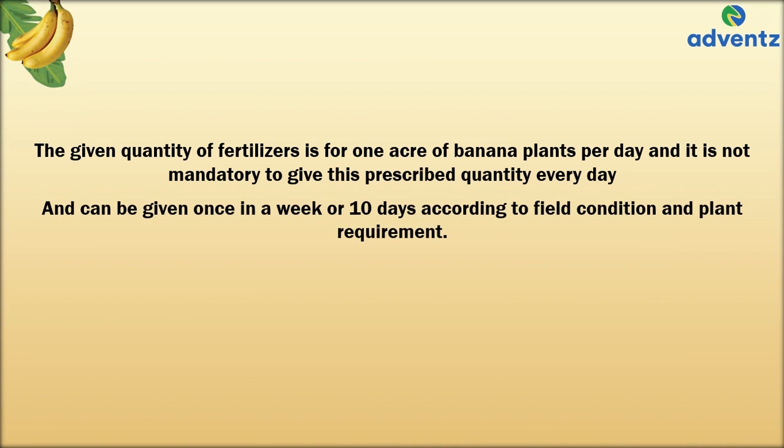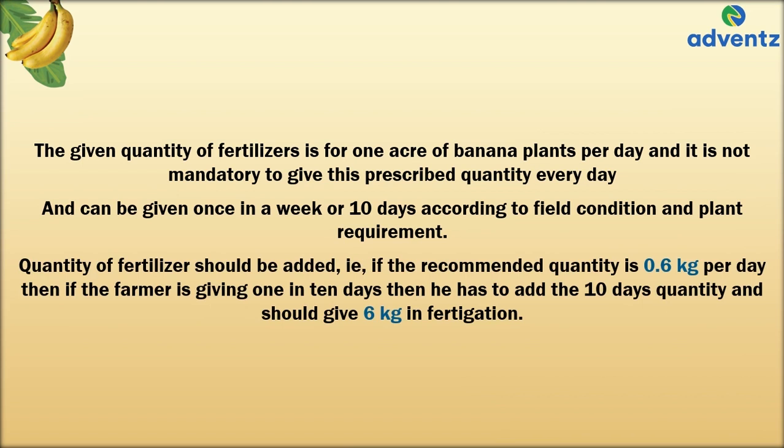But the quantity of fertilizer should be added. That is, if the recommended quantity is 0.6 kg per day, then if the farmer is giving once in 10 days, then he has to add for the 10 days quantity and should give 6 kgs in fertigation.